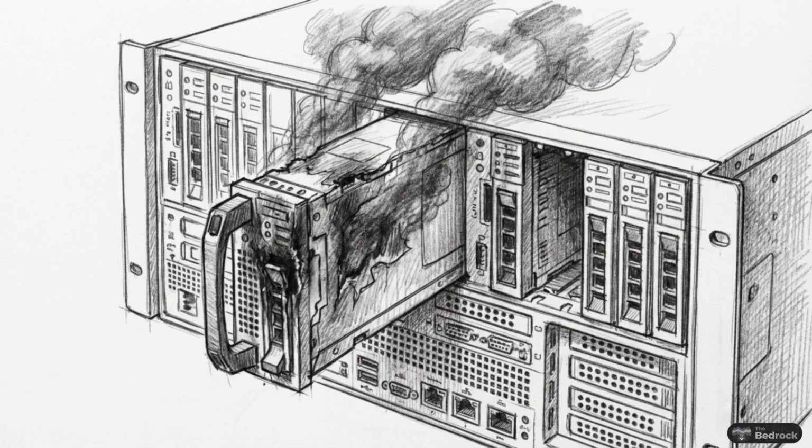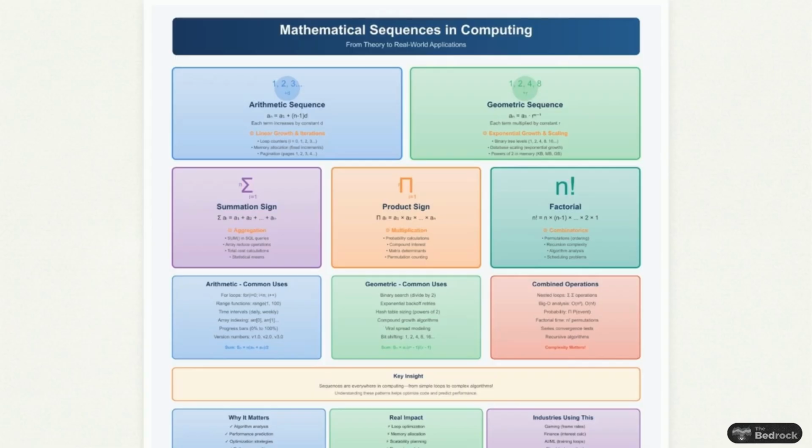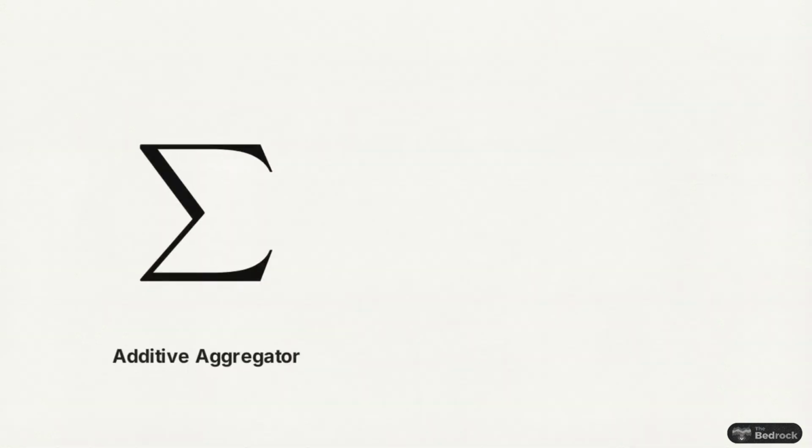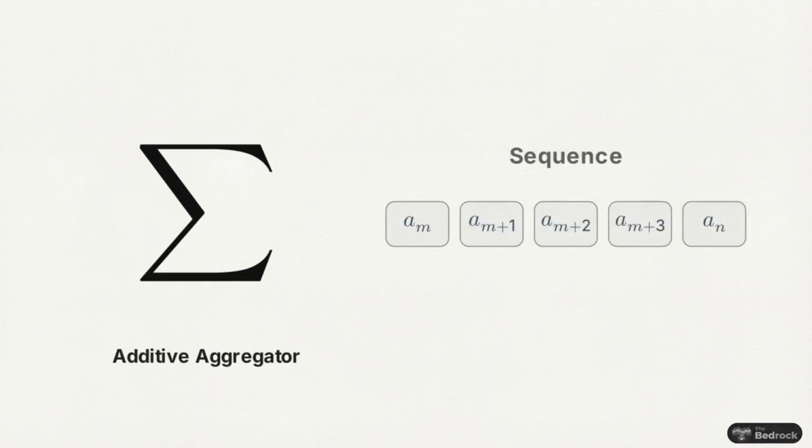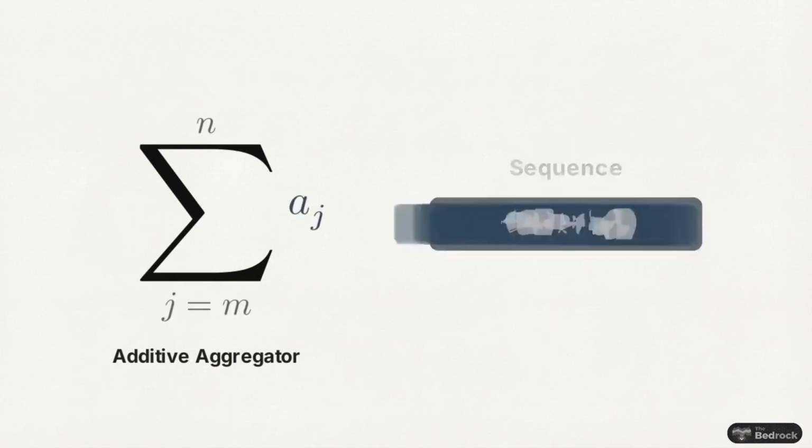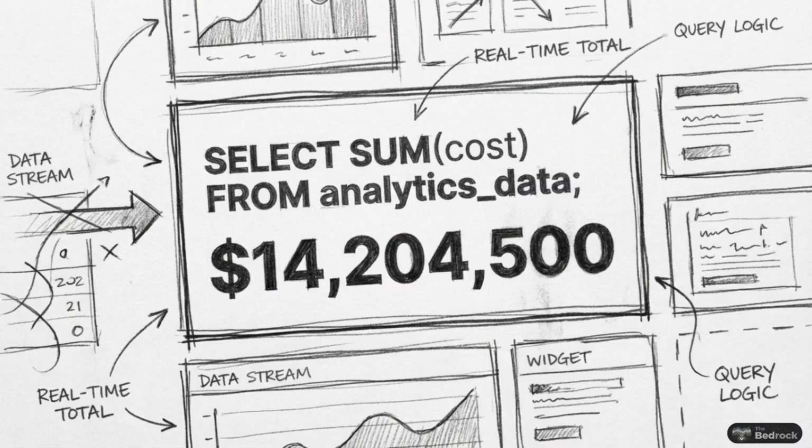To process these sequence datasets mathematically, we rely on two primary aggregators, sigma and pi notation. Sigma is the additive aggregator. It executes formulas that sum a sequence of terms, represented as the sum of a sub j from j equals m up to n. In practice, sigma maps directly to array reduce operations and SQL sum queries used to total costs and statistical means in analytics.